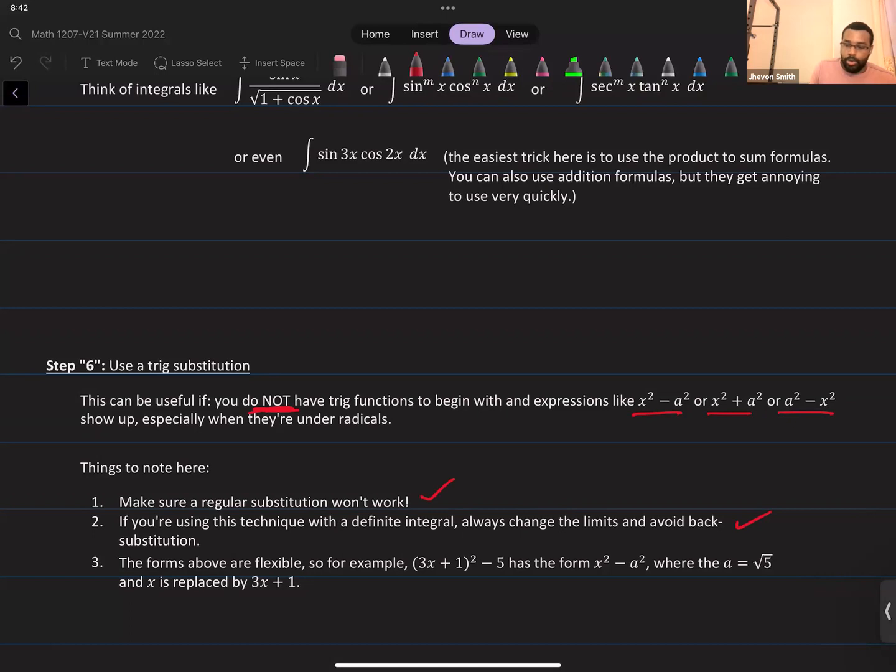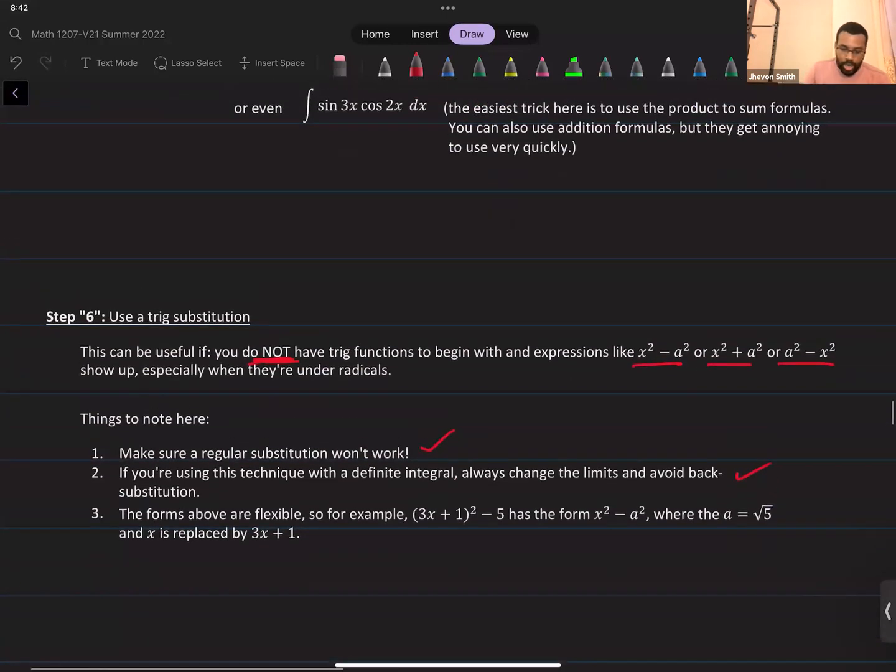Also understand that the forms above can be flexible. Your x can be anything. So for example, in this case, this is something where you could do a trig sub on, where you just think of your x as the 3x plus 1, and your a would be square root of 5, right? These don't have to be nice integers or anything like that for this to work.